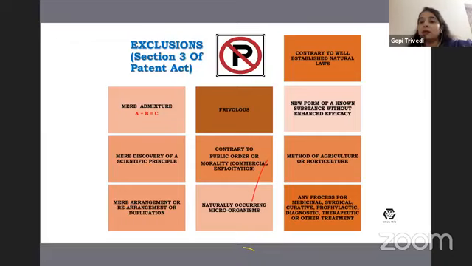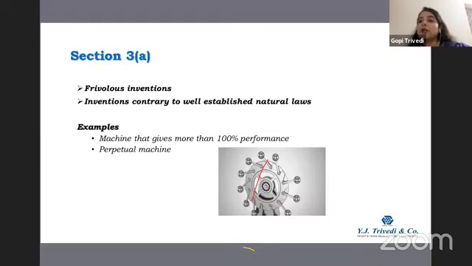This screen is really helpful to me to decide whether my invention falls under this Section 3 or not. If it falls, I'm excluded from being granted the patent. Let's say my invention is contrary to naturally established laws, then the invention shall not be granted a patent. So frivolous inventions or inventions contrary to well-established natural laws are not granted patent.